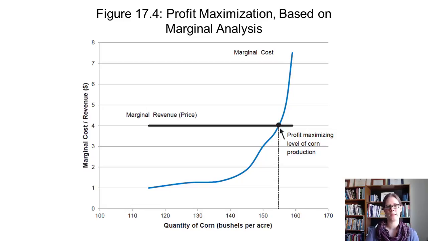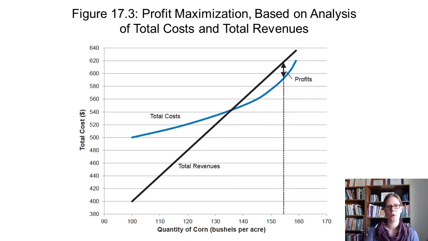So the profit maximizing level of corn production is 154 bushels. And if we go back to our total revenue and total cost curves, you can see that the profit maximizing level is exactly the same, 154 bushels. We're just figuring it out in a slightly different way.